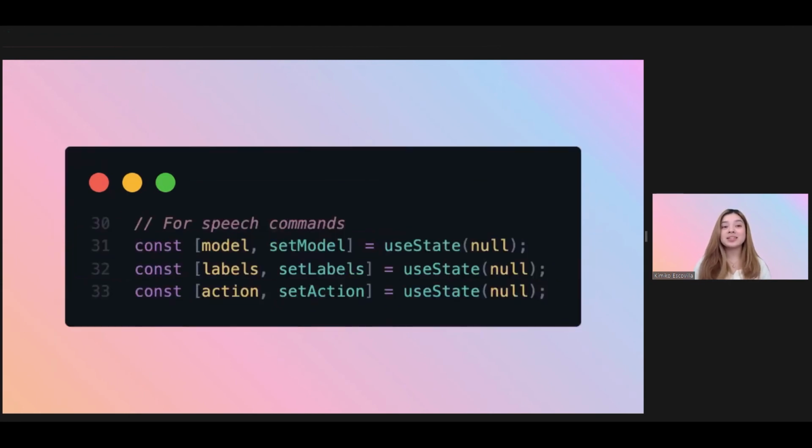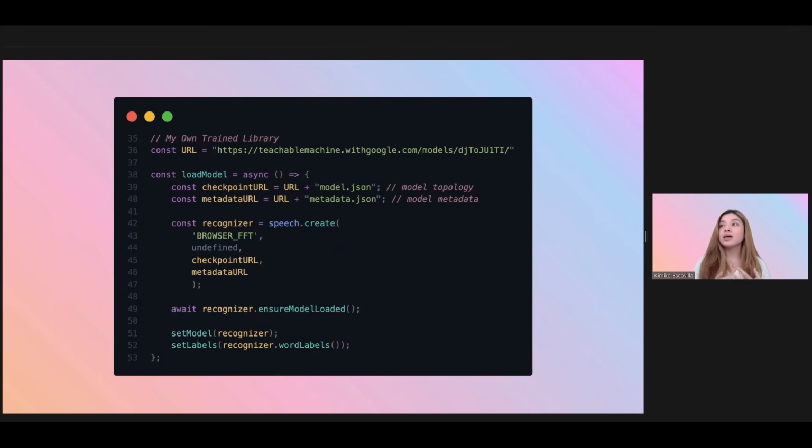Next, let's create some states for our speech command. And I'll explain each one later on, but here we have model, labels, and action. I trained my model using Google's Teachable Machine software. So here, I just pasted the URL of my model here in line 36. And for TensorFlow speech command, we have 2 functions. So first we have load model. Load model loads the model that we have from TensorFlow.